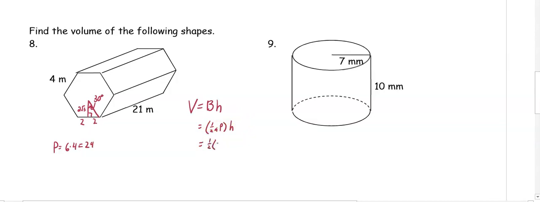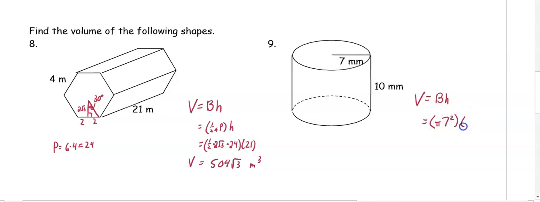So we have 1/2 times 2√3 times 24 times the height of 21. When we multiply, we put everything but the √3 in. So 1/2 times 2 times 24 times 21 gets us 504√3 meters cubed. In number 9, we have a cylinder. The volume is still the same, base area times height. The base area of the circle is pi 7 squared times the height of 10, which would get us 490 pi millimeters cubed.